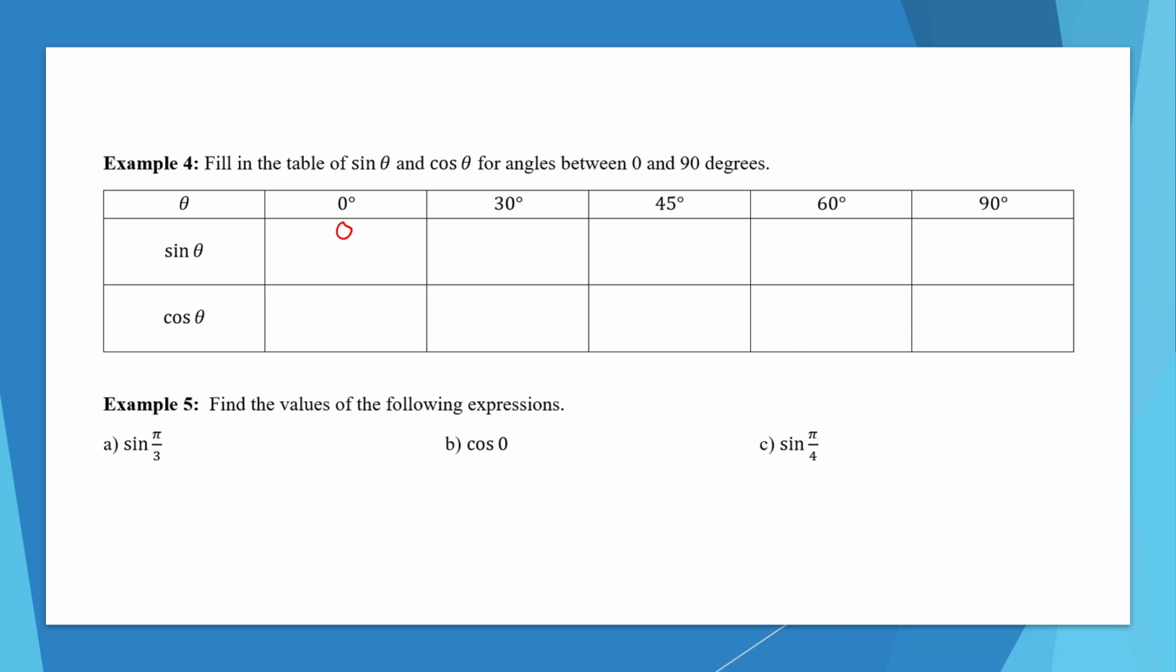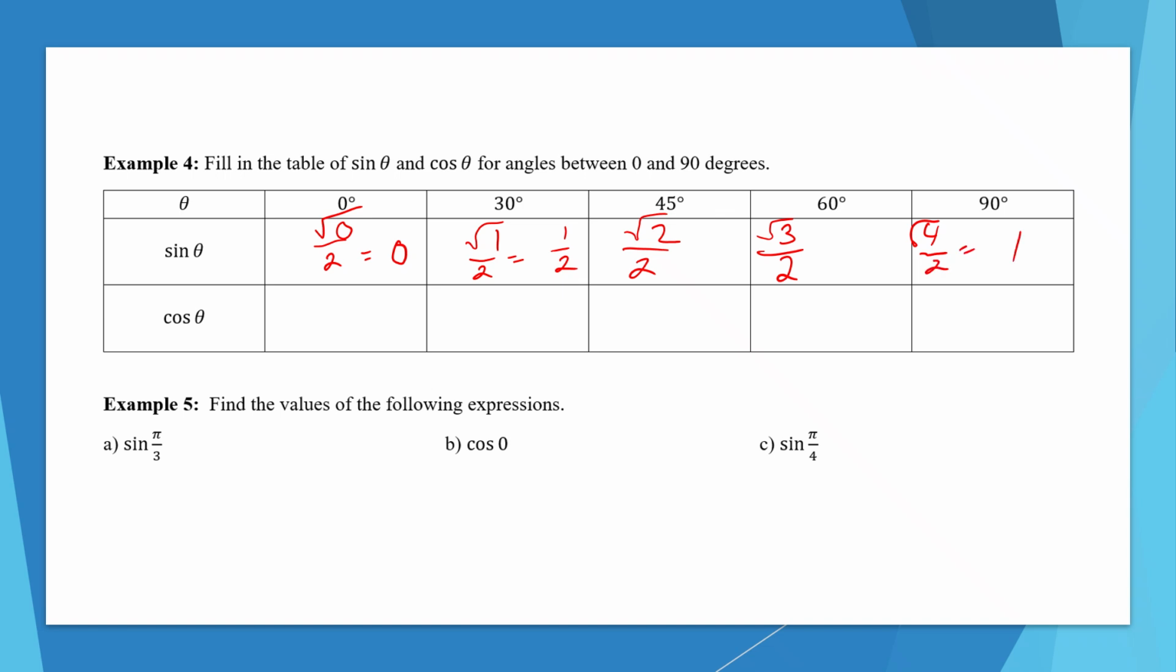So we have 0, 1, 2, 3, and 4, and then we take the square root and divide it by 2. This would simplify to 0. This simplifies to 1/2. That can't be simplified, so that's good there. This also cannot be simplified, so 60 degrees is good. And then 90 is 2 over 2, which is 1.